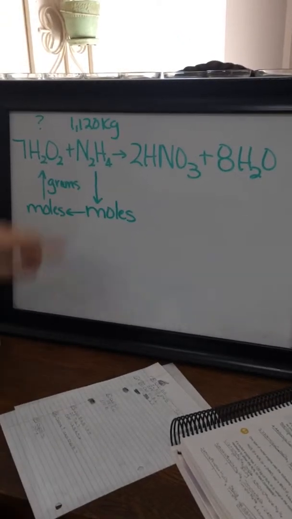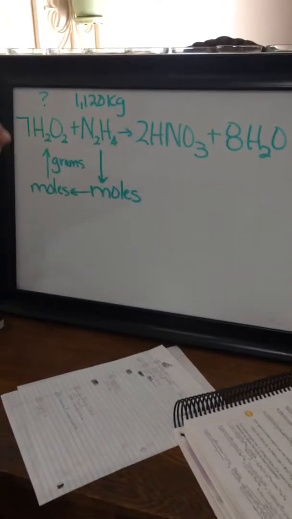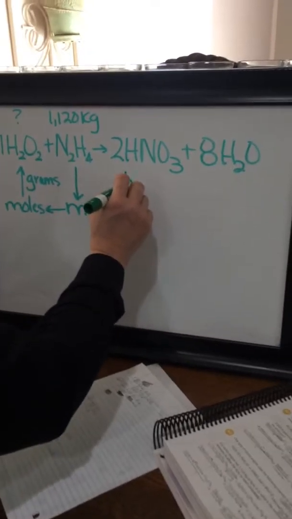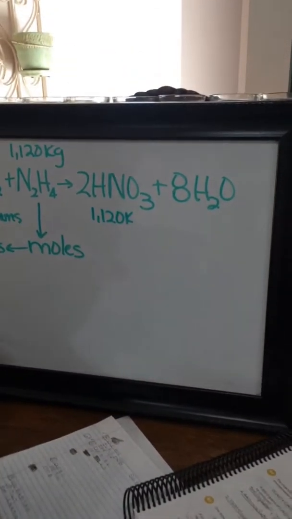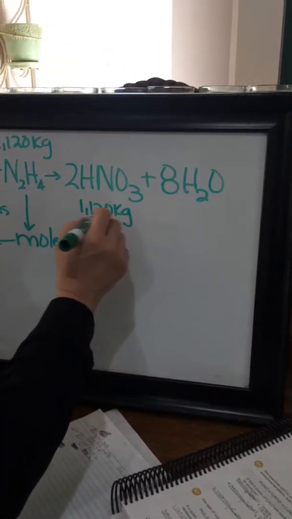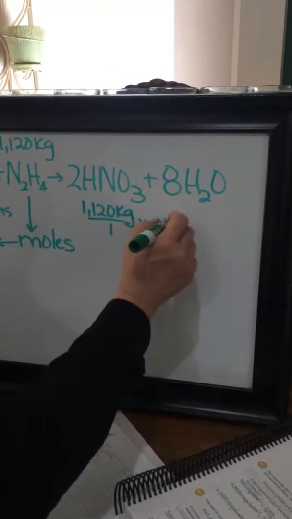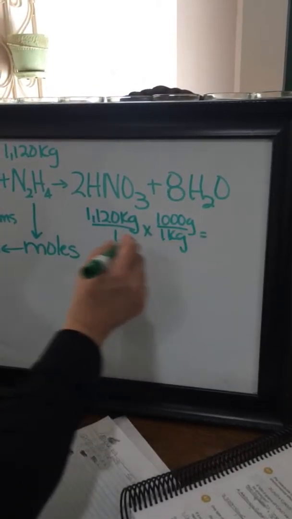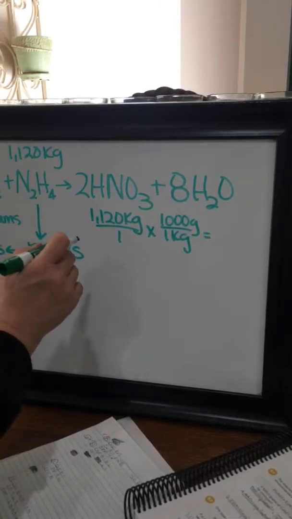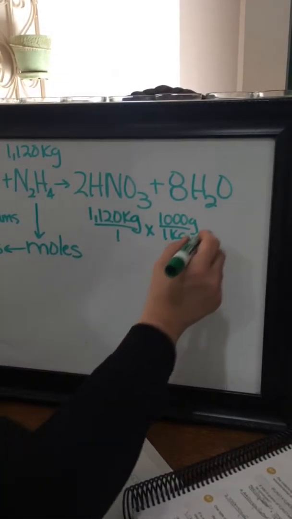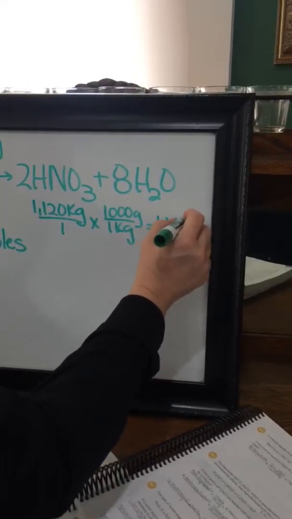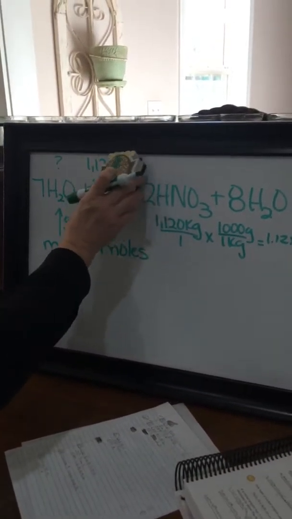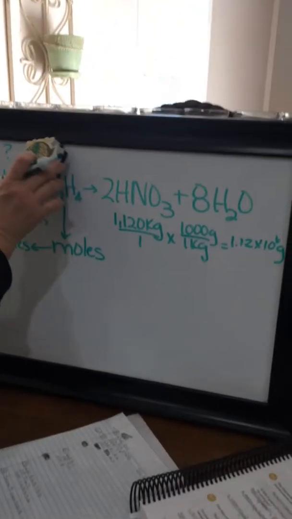Okay, so let's start off. The very first thing is we cannot leave this in kilograms. This should be something that y'all have done so many times it should be super easy. 1,120 kilograms over 1, times, think about what your conversion factor is: 1,000 grams equals 1 kilogram. We have 3 significant figures, so our answer must have that also. Your answer is going to be 1.12 times 10 to the 6th grams. So that is now what's going to go up here. I've changed that to grams.